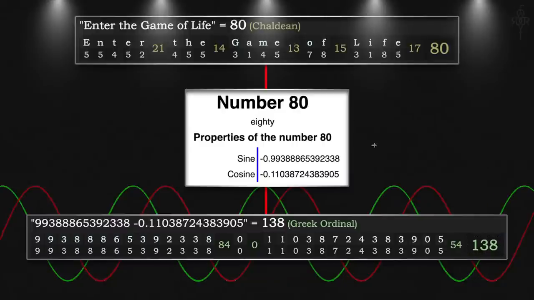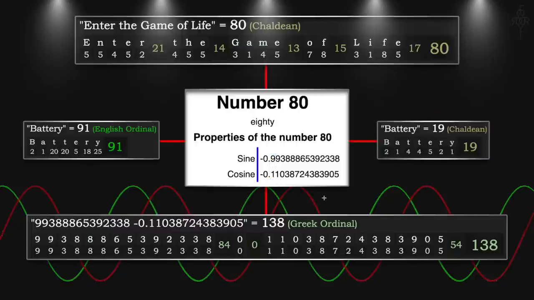You enter the game of life, the number 80. And you even have the single digits, the 9 and the 1, as most of you know, are tied to the word battery. Either 91, following the sine and cosine, or the cosine sine, the 19. It means the battery. The game of life is a battery. That's what this means right here.